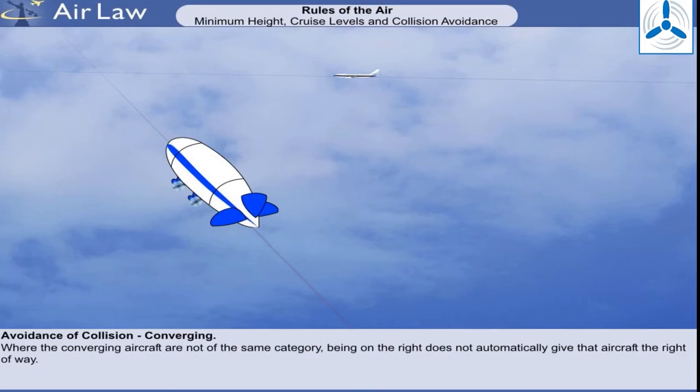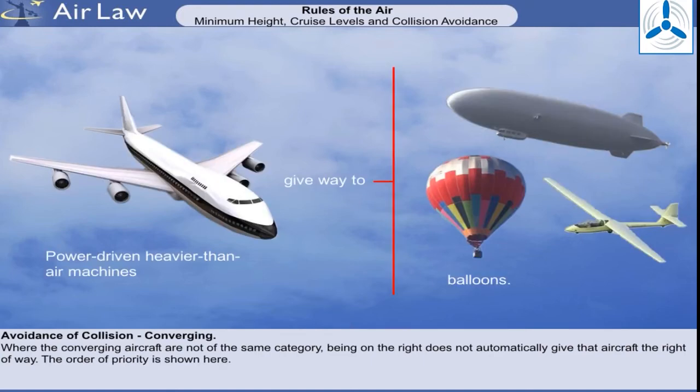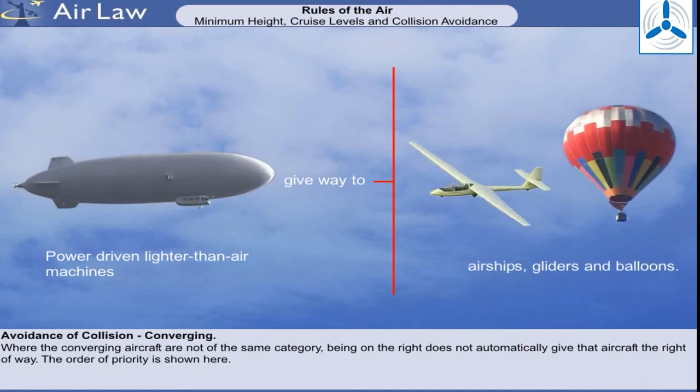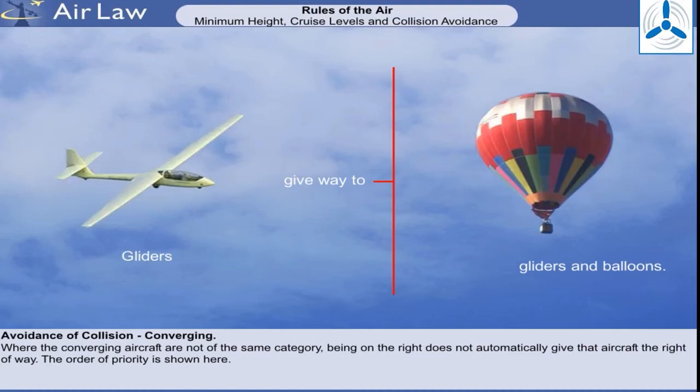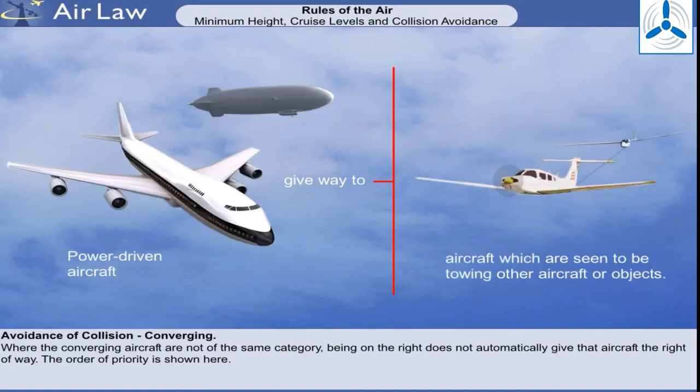Where the converging aircraft are not of the same category, being on the right does not automatically give that aircraft the right of way. In the case of different categories of aircraft, the following right-of-way rules apply. Power-driven heavier-than-air machines are to give way to airships, balloons, and gliders. Power-driven lighter-than-air machines, for instance airships, are to give way to gliders and balloons. Gliders are to give way to balloons. Power-driven aircraft are to give way to aircraft which are towing other aircraft or objects.